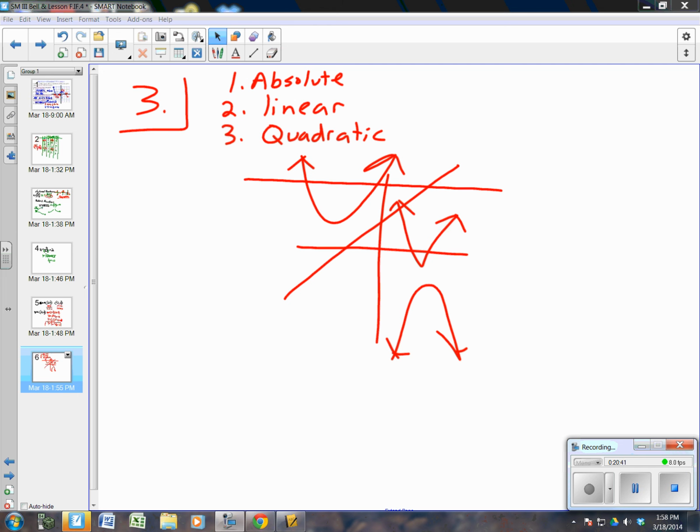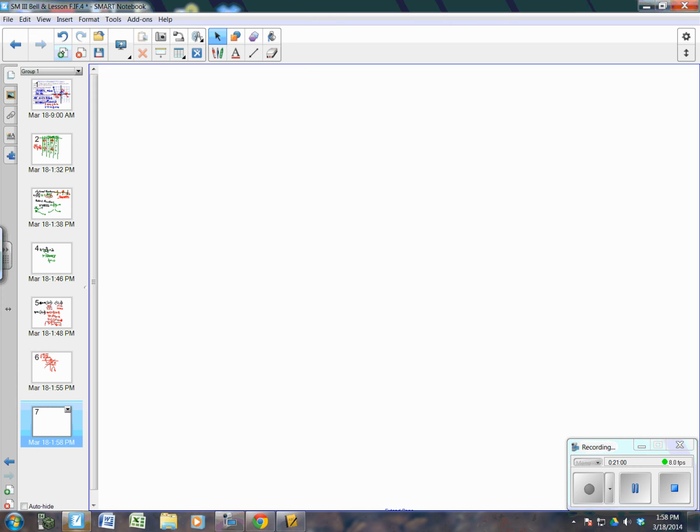Everybody go to number 9. Number 9 says plot the function in the grid provided above. Well, it's talking about number 8. So on number 9, you're going to graph number 8. Everybody write that down. Graph number 8. Okay, and then I got to show you something on number 10.